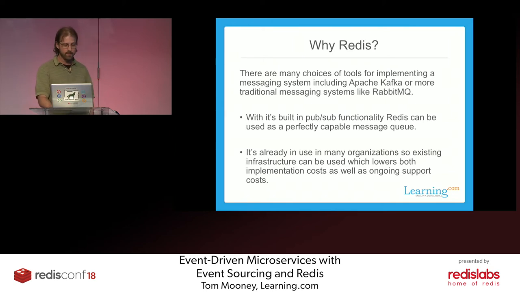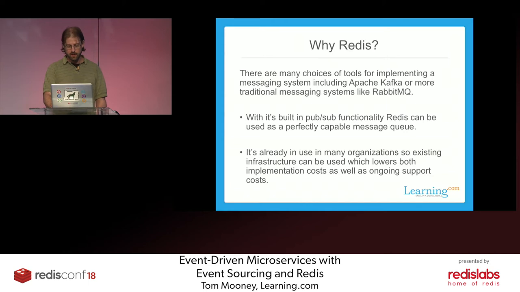One of the main selling points for us at learning.com is that we were already using it. It was already a key part of our infrastructure. So once we decided we wanted to set up event-driven services, we didn't have to set up a whole new piece of infrastructure to be able to do that. We could just use what we already had. That obviously lowers costs, and our operations department doesn't have to maintain or install a whole new piece of infrastructure. Our developers don't need to learn how to use a new piece of infrastructure, so that's why to use Redis.